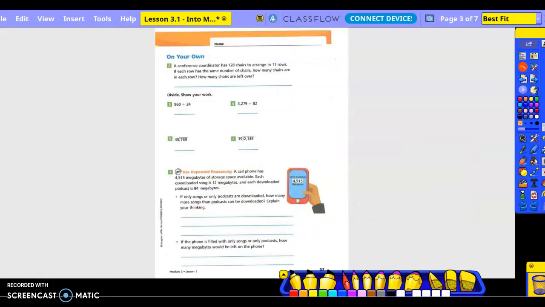On your notes, number 2. A conference coordinator has 128 chairs to arrange in 11 rows. If each row has the same number of chairs, how many chairs are in each row? How many chairs are left? So 128 chairs, 11 rows. How many chairs are in each row? How many chairs are left over? So what am I going to do? This time they don't ask for that, so we actually don't want to do that.